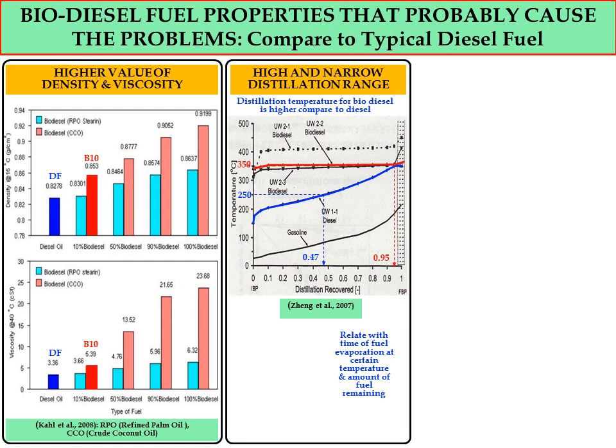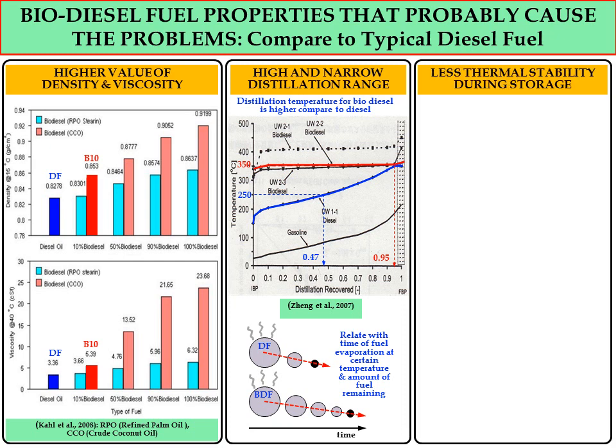Okay, this distillation graph relates to the time of fuel evaporation at a certain temperature and the amount of fuel remaining during the combustion process. This shows the animation of how the biodiesel fuel droplet and the diesel fuel droplet react with time when the temperature increases. For biodiesel fuel, due to the high and narrow distillation range in the distillation graph, biodiesel fuel will take a longer time to evaporate compared to diesel fuel.